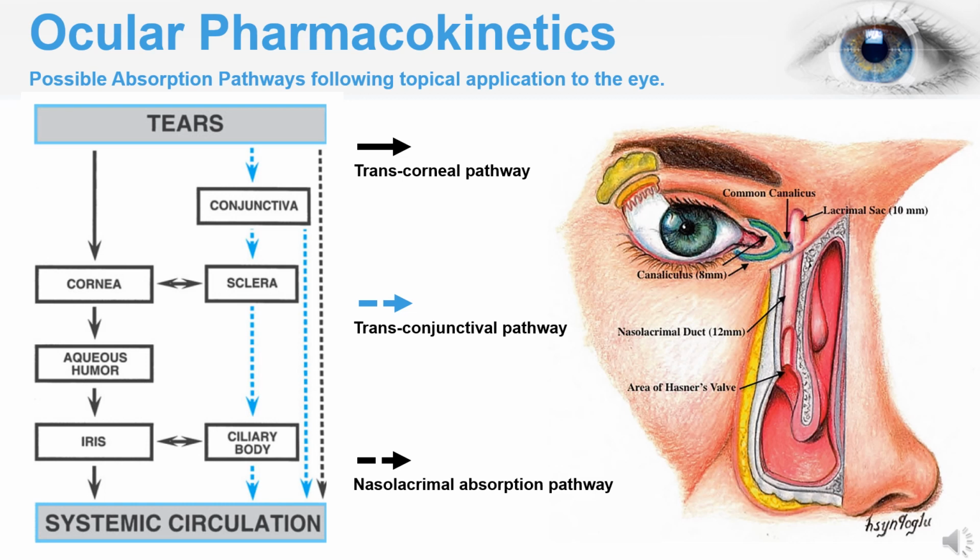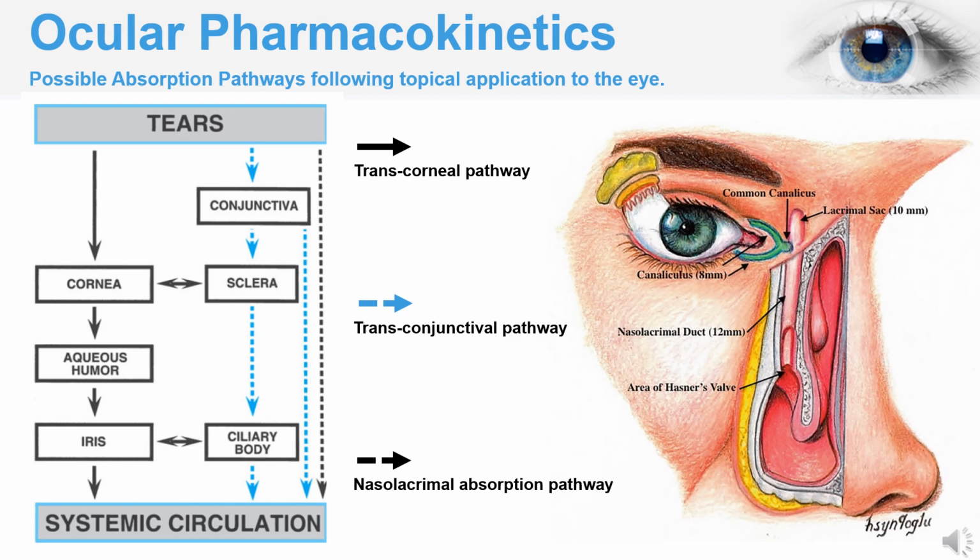Transcorneal drug penetration is a differential solubility process due to the cornea's trilamellar fat-water-fat composition. The epithelium and endothelium of the cornea represent barriers for hydrophilic substances, while the stroma is a barrier for hydrophobic compounds. Hence, a drug with both hydrophilic and lipophilic properties, also known as amphiphilic drugs, is best suited for transcorneal absorption.